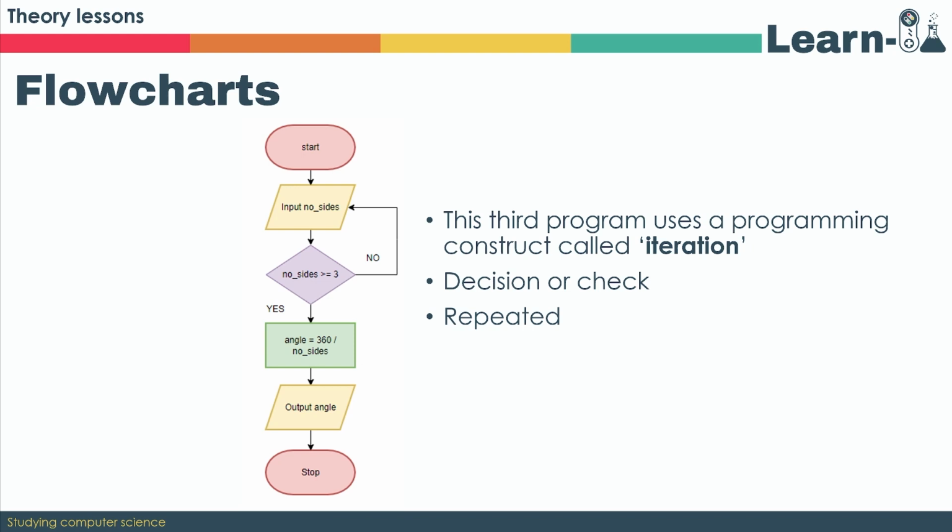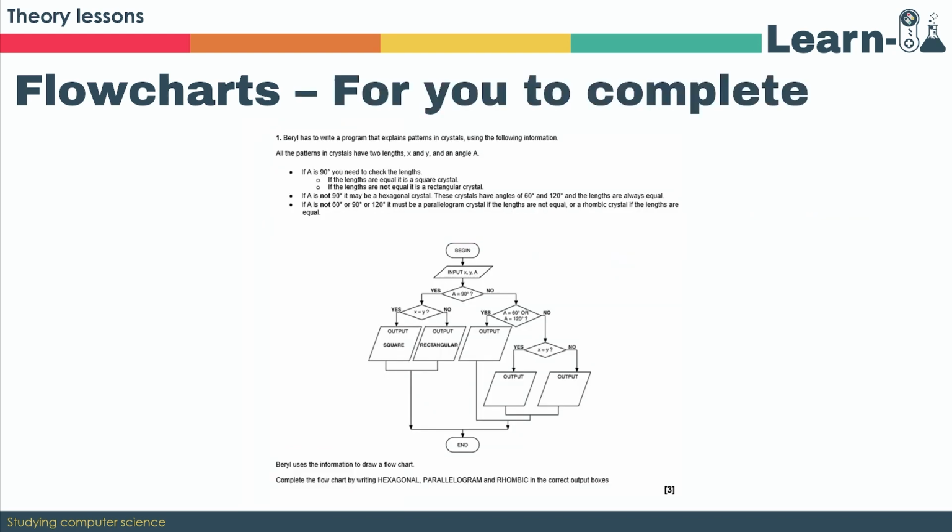So let's pretend that we put in 4. 4 is greater than 3, so we then progress to work out the external angle of a shape with 4 sides, and we'd work that out as 360 divided by 4, which gives us 90 degrees. Okay, that would then be output to our user.